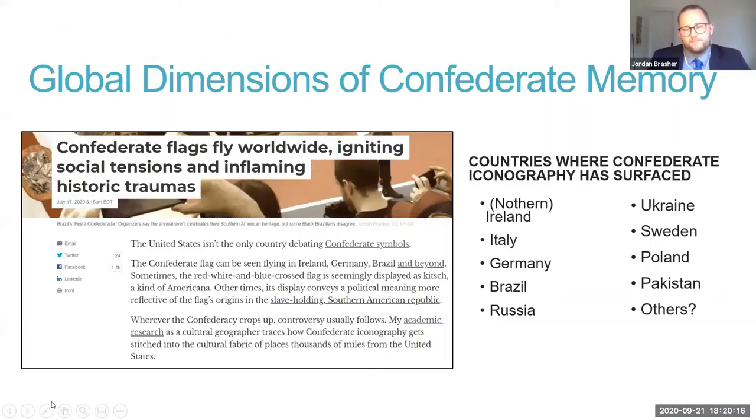For example, take a look on the right-hand side of this slide at the list of countries where the Confederate flag has been documented to have surfaced. It speaks to the global dimensions of Confederate memory. As you'll notice, many of the countries listed here are in Europe, but others in Latin America and Asia stand out as well.